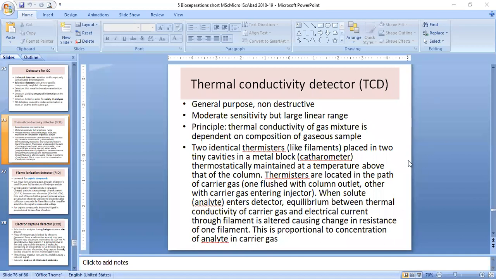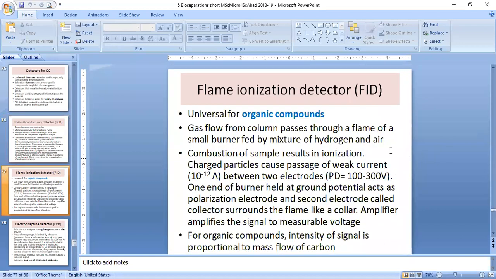Yes, sir. Okay. Then we move to the other type of detector, which is called the flame ionization detector. This is a very, very important type of detector, very popular also. The reason why it is popular is that it is a universal kind of gas detector for organic compounds. So different organic compounds can be analyzed using the flame ionization detector. The principle is very simple.